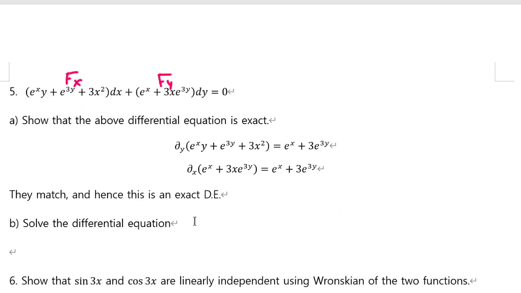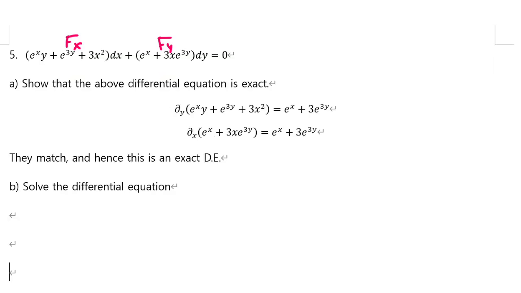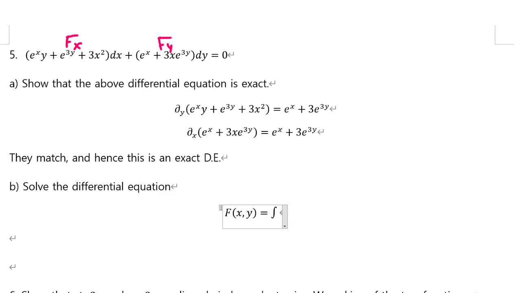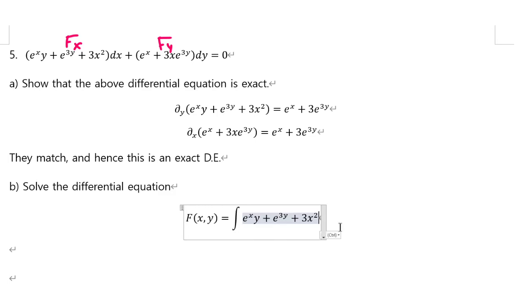Alright, so now we have to solve the differential equation, and that means you have to find one function whose total derivative is equal to this left side, right? So let's see, your function f of x y must have been, you can recover the function by undoing the derivative by x, right? So we do this and then you integrate by x.